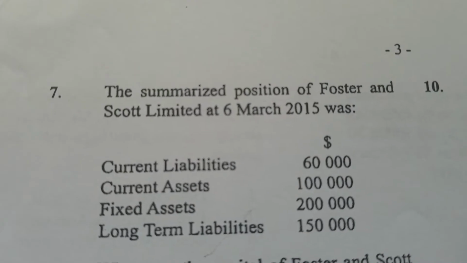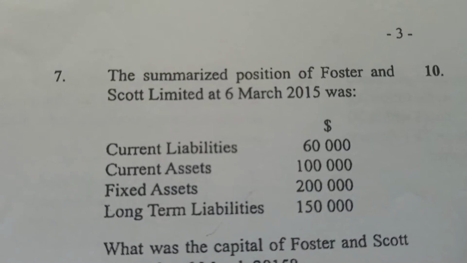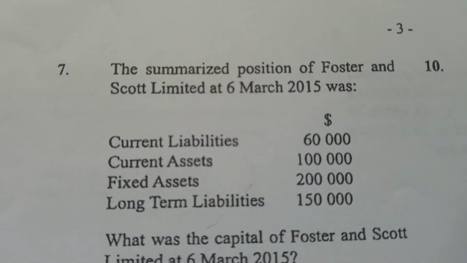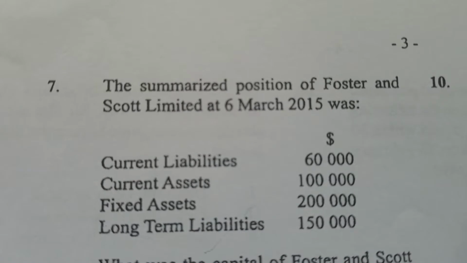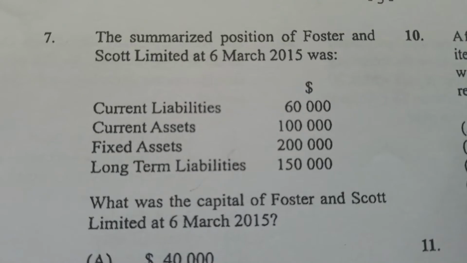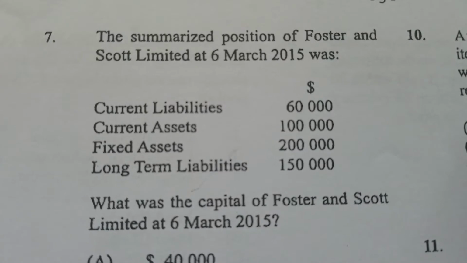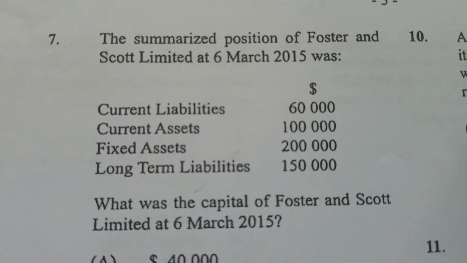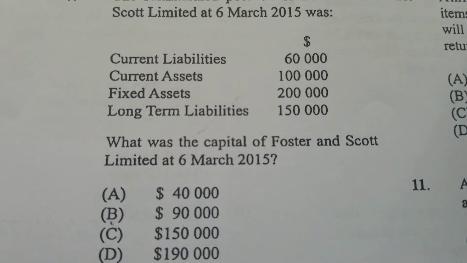Question 7. The summarized position of Foster and Scott Limited at 6th of March 2015 was, and they have shown the current liability, current asset, fixed asset, long-term liability. And our question is, what was the capital of Foster and Scott Limited at the 6th of March 2015? So we want to determine the capital.